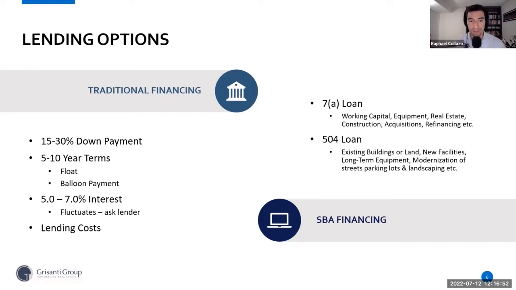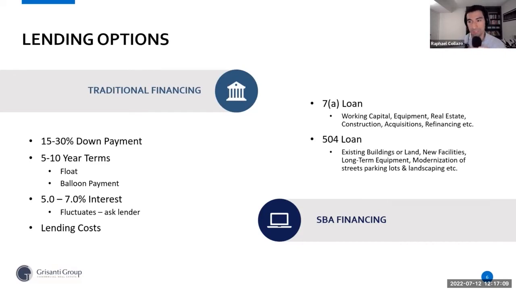But as far as things that I've seen in my career thus far, anywhere between 15 to 30% down payment is pretty typical in traditional financing. Along with that, 5 to 10 year terms. What terms means is how long the interest rate is fixed for.